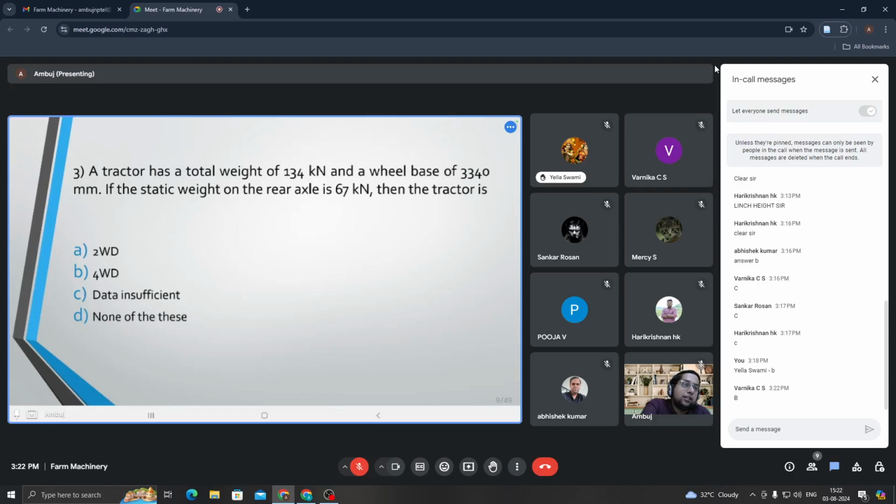B. Good. Four-wheel drive. Good. Great. Okay. Other people can also try. Yes, Mercy is also saying B. Great. Four-wheel drive. Okay. Other people can also try. Yes, see, sir. Yes, C.